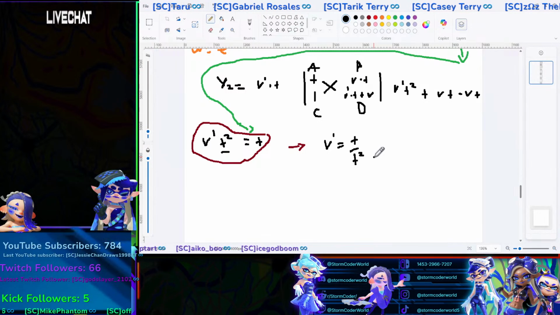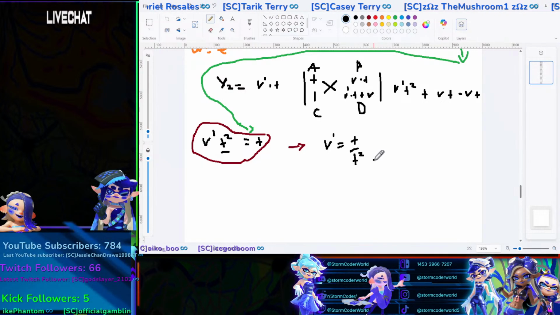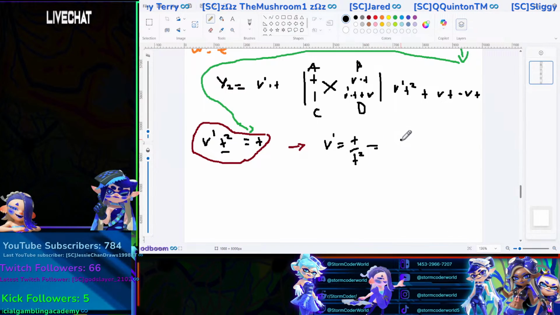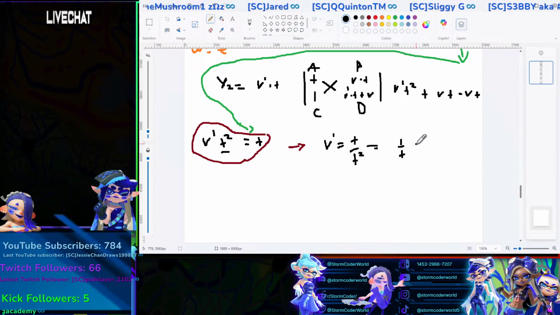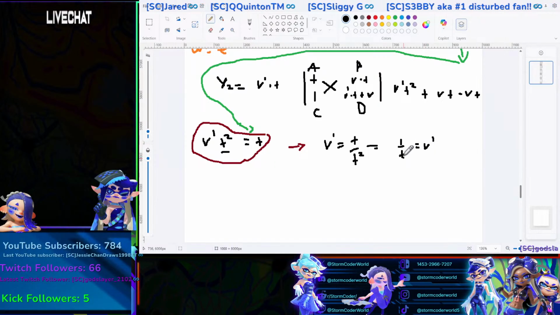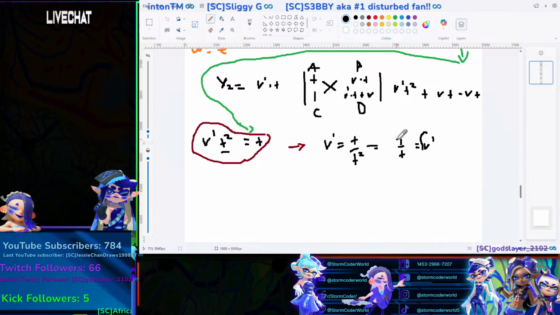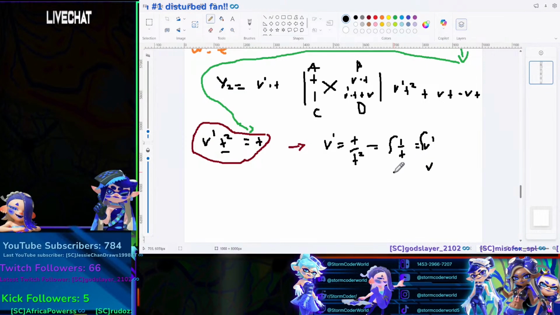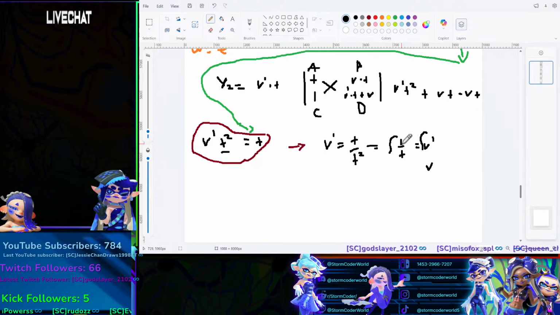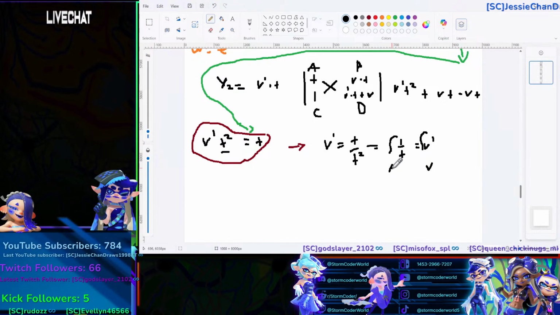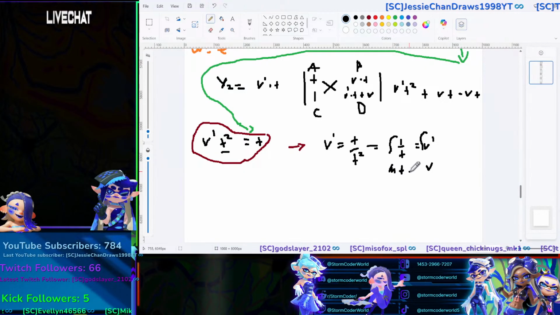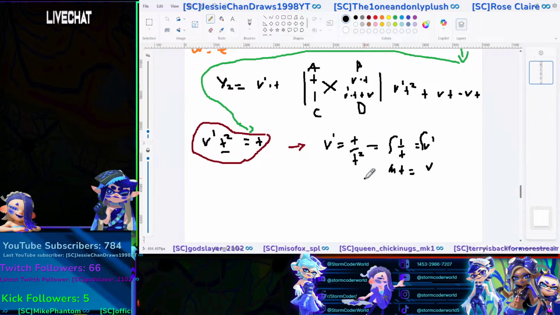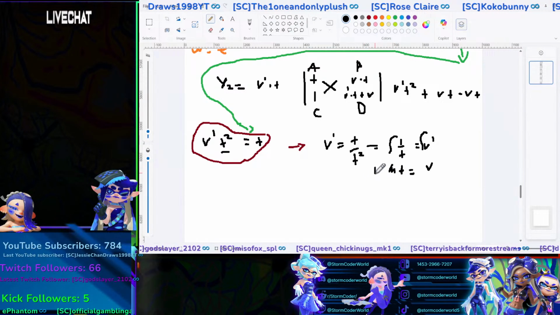All right, that's what we're going to do. Okay, and then this would simply simplify to 1 over t is equal to v prime. Integrate both sides. V is equal to, in our case, ln t plus c.